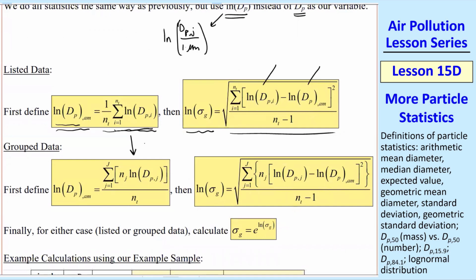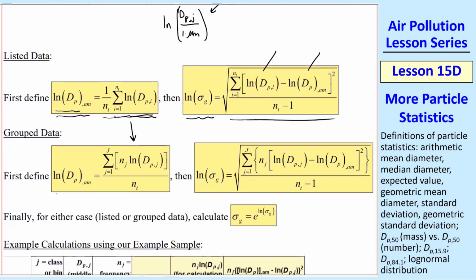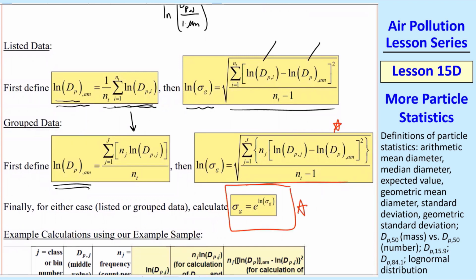For group data, we make our approximation again that we've been doing. Instead of summing all these, we have nj times the natural log of dpj for each bin, and we sum over j bins. So this is ln dp, am, and then we define our natural log of sigma g as this using that same approximation. And then finally, we want sigma g itself. So sigma g is just exponent of ln sigma g.